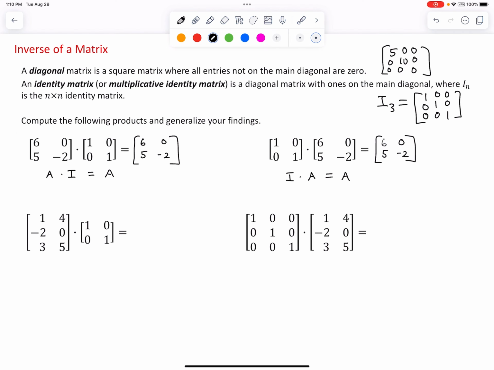So what we're seeing here: if we multiply the matrix A by the identity matrix, we get the matrix A back. And it doesn't matter if we put the identity matrix on the right or on the left. Therefore, AB would be equal to BA in the case where one of those two matrices is an identity matrix. You can also see why this is called the identity matrix. It's because multiplying by this matrix doesn't change the other matrix.